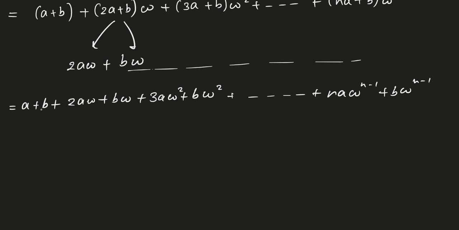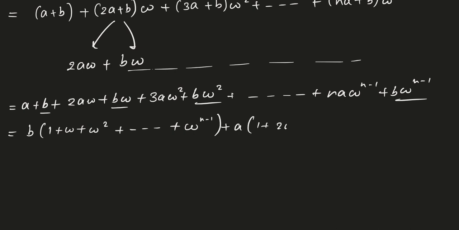Now we'll take the b term separate and the a term separate. From that we'll get b times 1 plus omega plus omega square up to omega n minus 1, then a times 1 plus 2 omega plus 3 omega square plus this term n omega raised to power n minus 1.